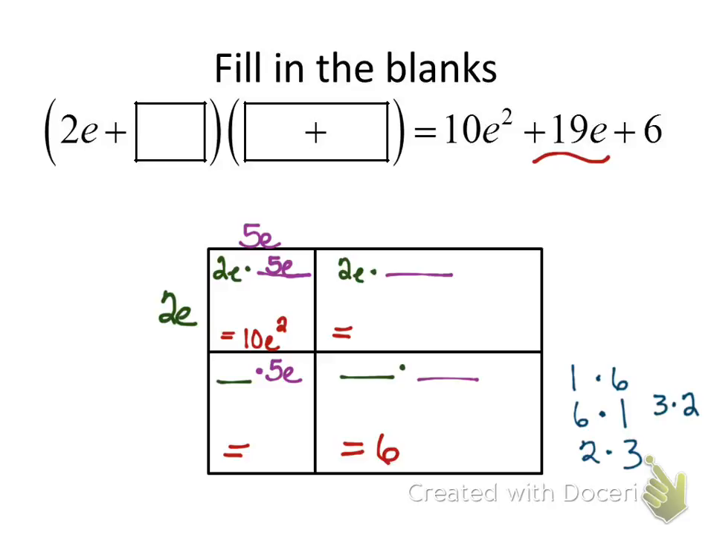So if I plug in, I said I'm going to do 1 first, and that's not the color right. So I'm going to do 1, I'm going to use pink. So I'm going to use 1 and 6. What's 2e times 1? 2e. Okay. And then what's 6 times 5e? 30e. Now if I combine 2e plus 30e, am I going to get 19e? No. So that does not work.